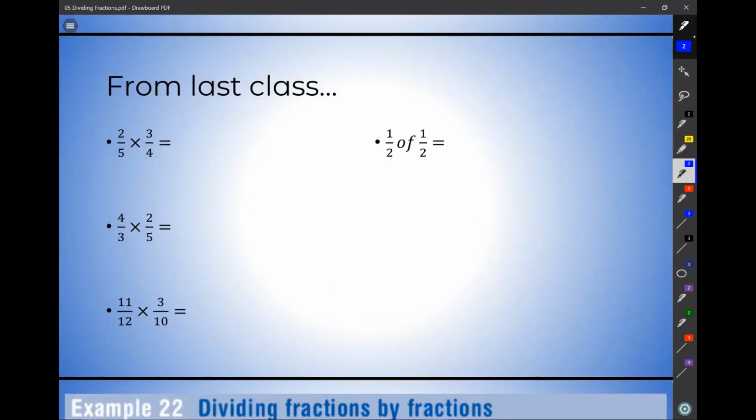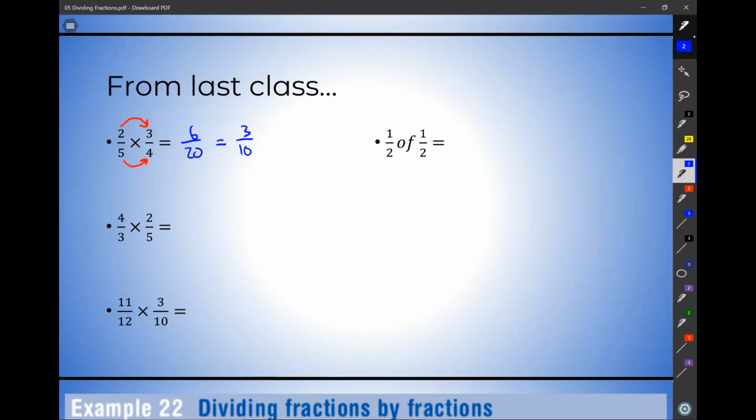So these are some revision questions from the last class that we had. These are multiplying fractions questions. So remember what we did when we were multiplying fractions is we times top with top and bottom with bottom. So in this case we end up with 6/20, and then we can simplify the fraction by dividing top and bottom by the same number. In this case I'm going to divide top and bottom by 2.